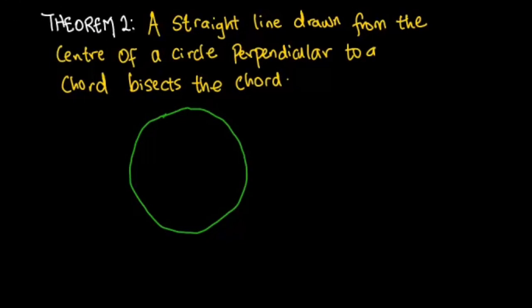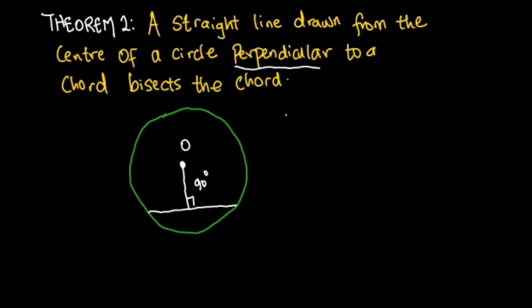So the second theorem is just a continuation of the first theorem. The second theorem states a straight line drawn from the center of a circle. Again, we have the center of a circle, let's say O, which is drawn from that center to a chord, but that line is drawn perpendicularly. Again, perpendicular lines are lines that meet at 90 degrees. So a line which runs from the center to a chord bisects it.